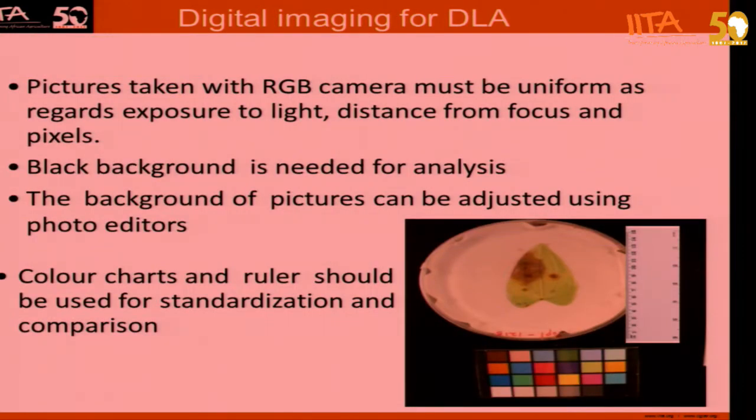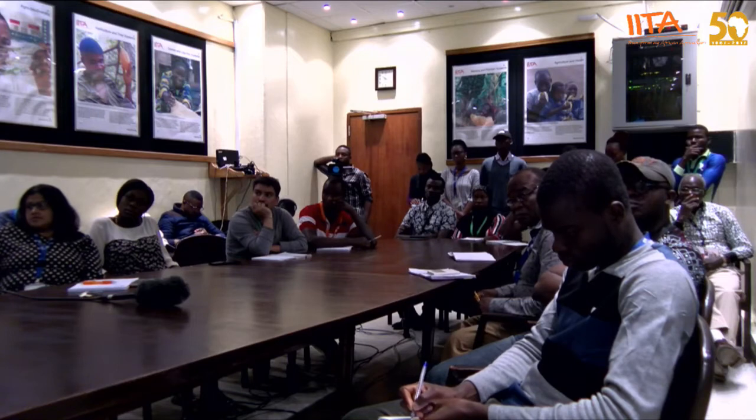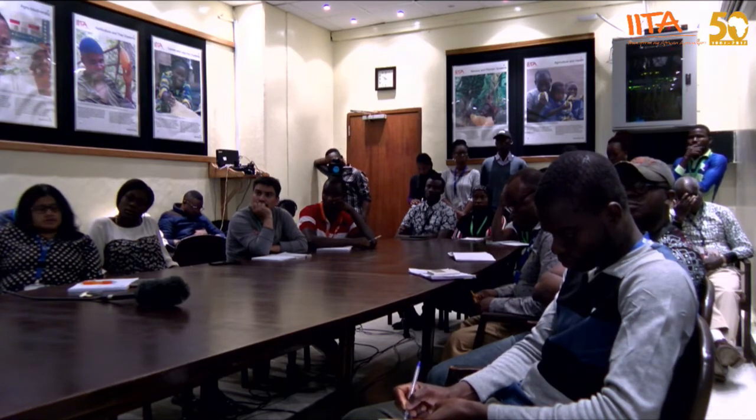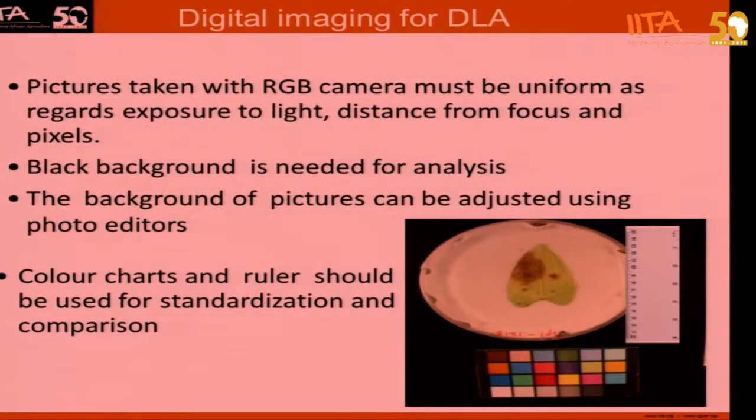We must make sure we are using very good cameras that have red, green, and blue spectrum, and we must have uniform images as regards exposure to light, distance from focus, and pixels, so that we can be able to compare whatever we are scoring. We need a background for the analysis when we are using this app, and therefore we can adjust the background of pictures using photo editors like Magix and Adobe. Then we need color charts and rulers for standardization and comparison.